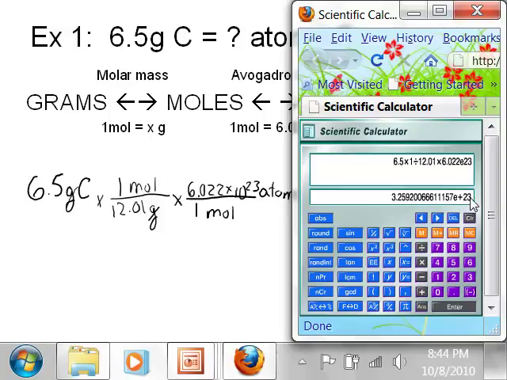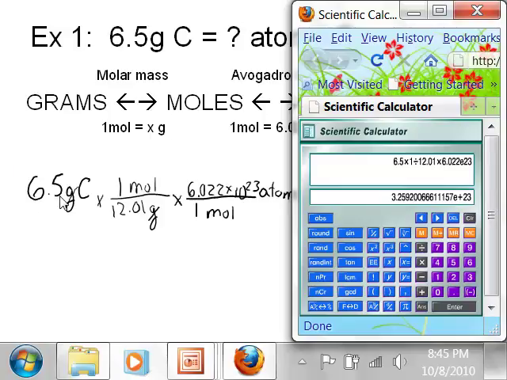We can't leave that off, because if we did, we'd be saying 6.5 grams of carbon was equal to about 3 atoms of carbon. Think about that. That would be about 2 grams per carbon atom, and that's totally unreasonable. So we've got to remember this end piece. We're going to have to do some rounding. We won't write all this down.